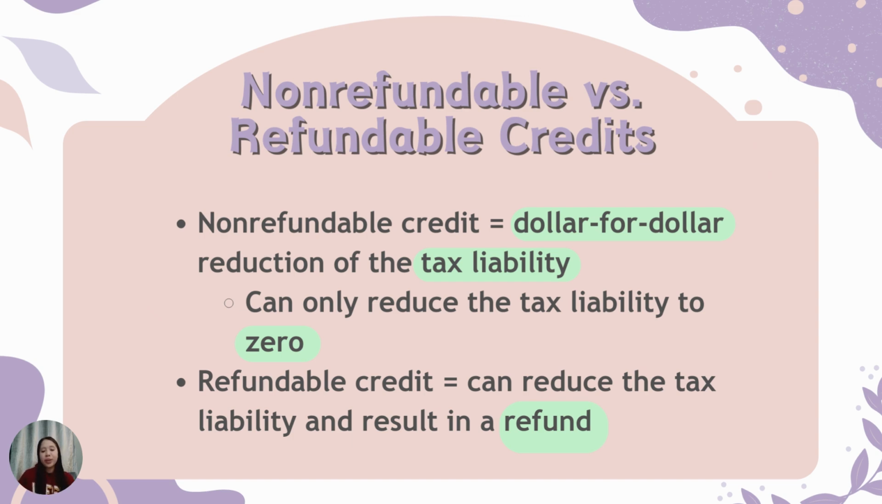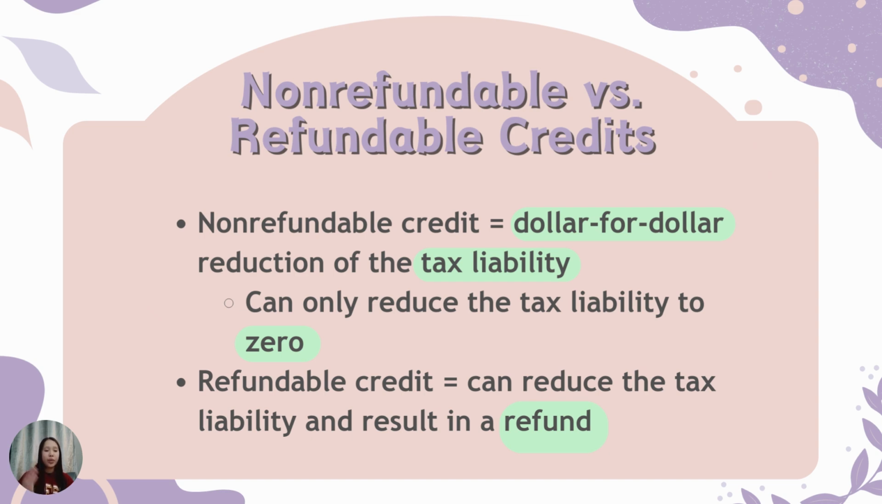Okay, so first I want to start off by going into what exactly is a credit. And a credit is basically an amount that you can take as a tax reduction, meaning that the total amount of tax you owe will be reduced by a credit. There are two types of credits, which is a non-refundable credit and a refundable credit. A non-refundable credit is a dollar-for-dollar reduction of the tax liability. This can only reduce the tax liability to zero.